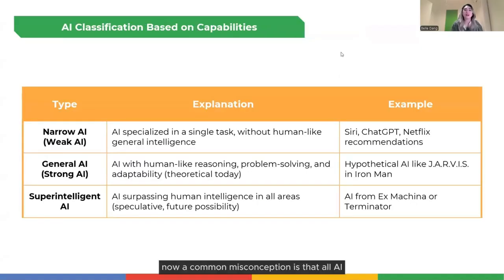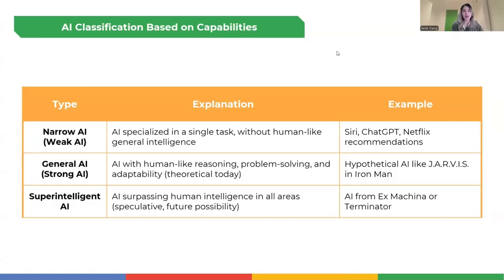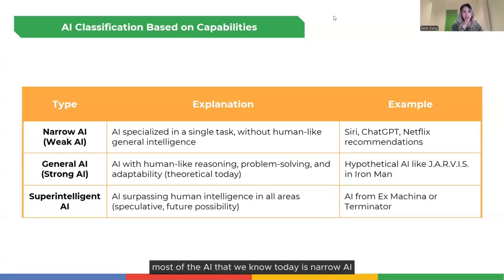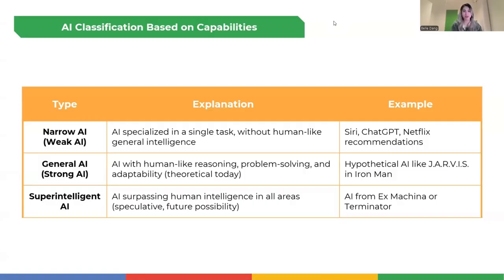Now, a common misconception is that all AI can perform at the same level, but that is really not the case. So first, let's look at capabilities. It categorizes AIs into three categories. Actually, most of the AI that we know of today is narrow AI. These are systems that are designed to excel at one specific task. This is like a reliable friend who is amazing at just one thing.